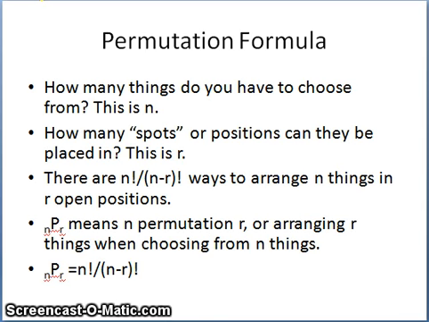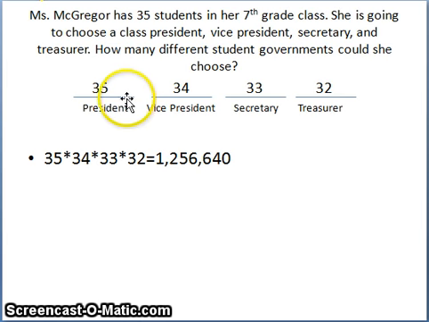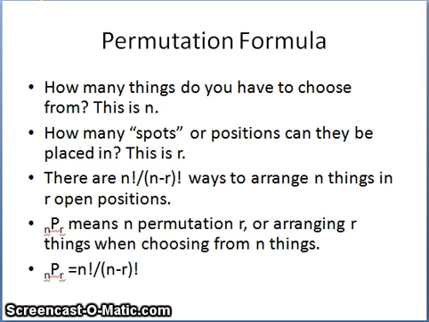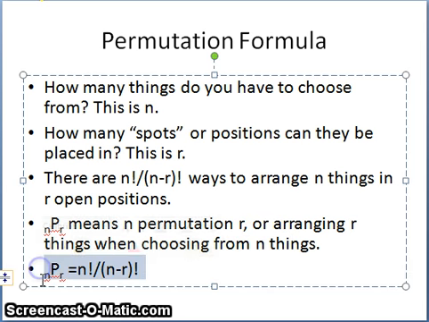So like if we were to look at this one here, n would have been 35 because it was the number of students you had to pick from, and r would have been 4 because there were 4 spots to fill. This notation right here, nPr, means n permutation r, or arranging r things when choosing from n things. So the formula is right here: nPr is equal to n factorial divided by n minus r factorial.